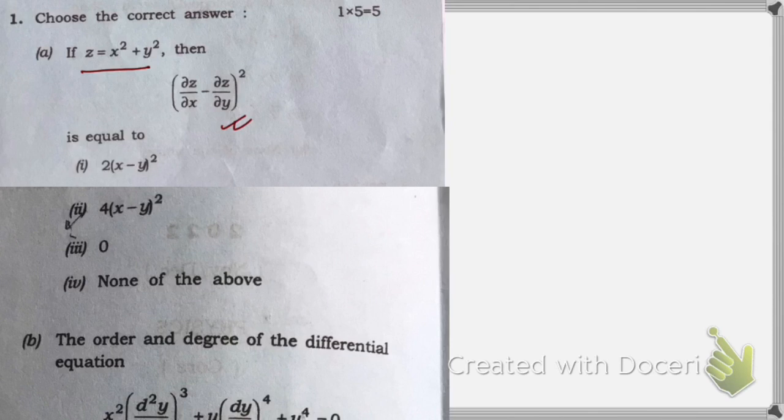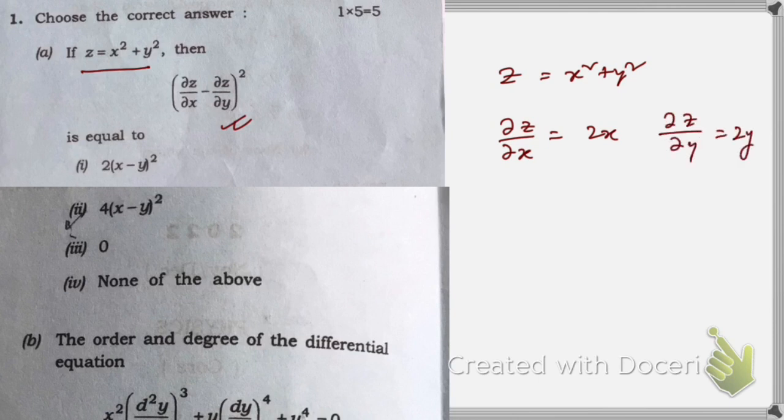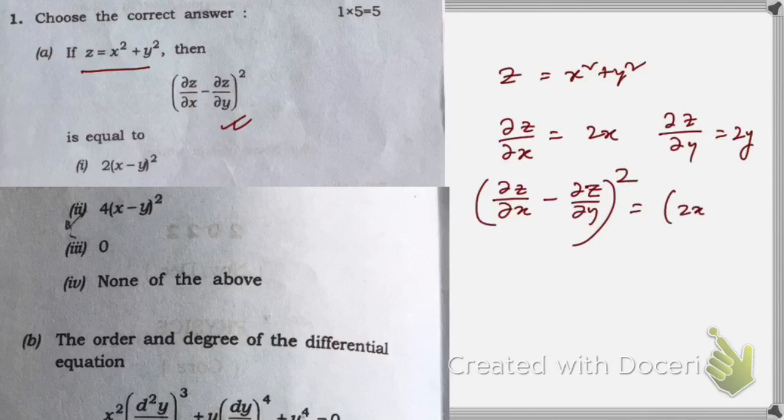Here you see z is equal to x square plus y square. So the partial derivative of z with respect to x is going to be twice x, and the partial derivative of z with respect to y is going to be twice y. Hope you know how to do partial differentiation. Now, del z by del x minus del z by del y, whole square, is going to be twice x minus twice y whole square. So 2 square is 4, taking it in common, 4 times x minus y whole square. So this is the answer, and here is the correct option.